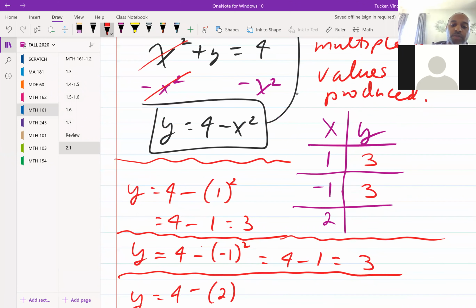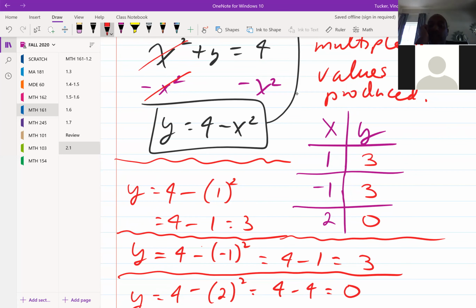So then plug in 2, you get 4 minus 4, which is 0. So before we analyze our chart, and so I can show you what I mean, questions on what I did? I chose 3 x values, plugged them into the equation, and got out their corresponding y values.